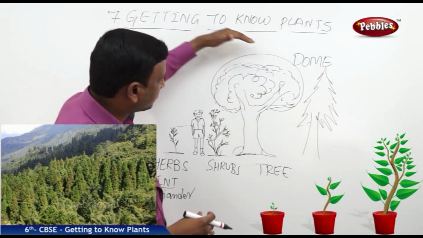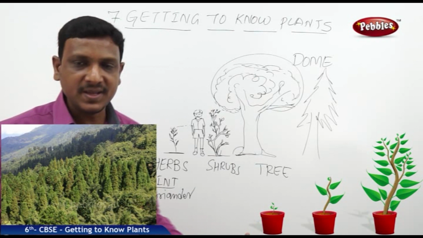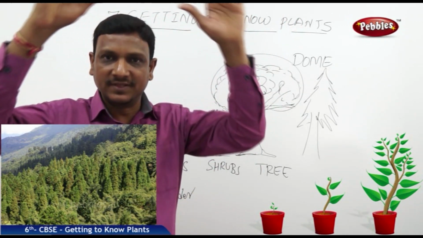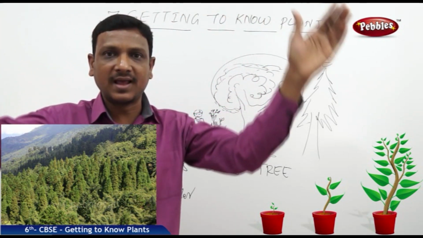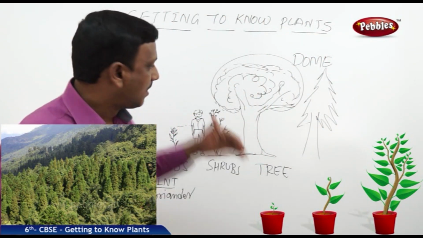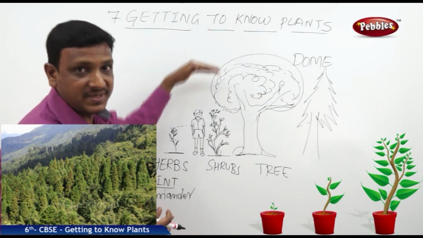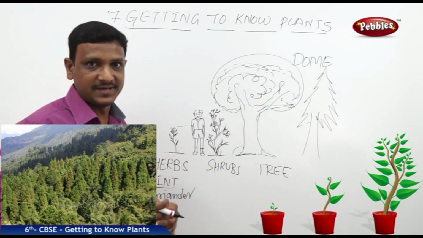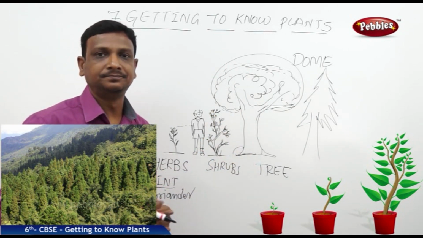Now, coming back to the trees. Trees have a very big trunk. On that, there are so many branches filled with leaves, and it forms an umbrella-like shape called a canopy. Trees are much taller and much bigger than you. You look small in front of a tree.